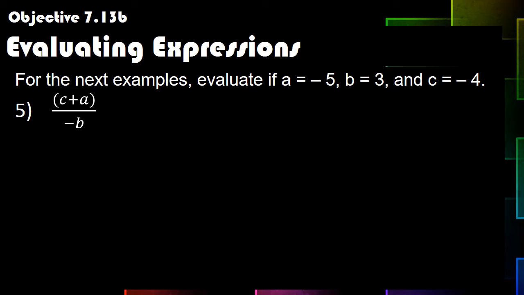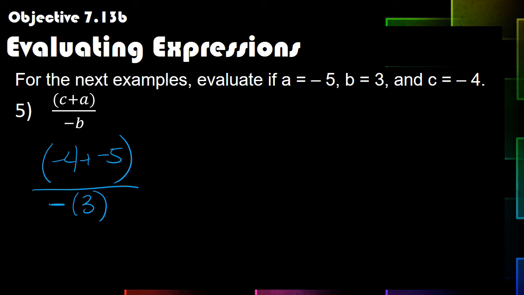So here we have question number 5. We have, in parentheses, C plus A, all over negative B. Let's go and fill in these values here. So we have the value for C is negative 4 plus negative 5, all over, and we have a negative sign. We'll bring down our negative sign, and B is just 3.